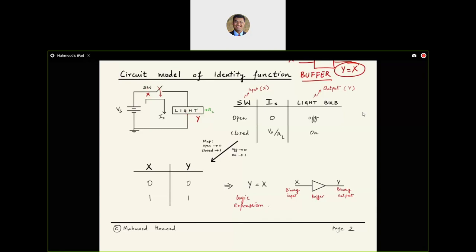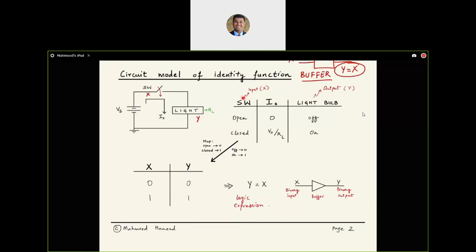So let's build up a table and look at the two scenarios over here. The switch could either be open or closed. When it is open, we have a break in the circuit. No current is going to flow through the loop, and the light bulb is going to be off. When the switch is closed, we are allowing current to flow through, in fact the amount of Vs divided by RL using Ohm's law, and the light bulb in that case is going to turn on.